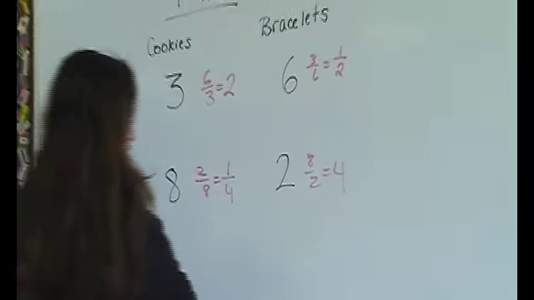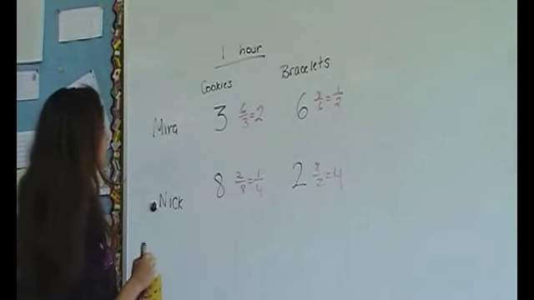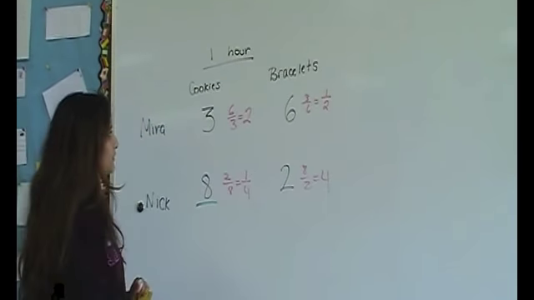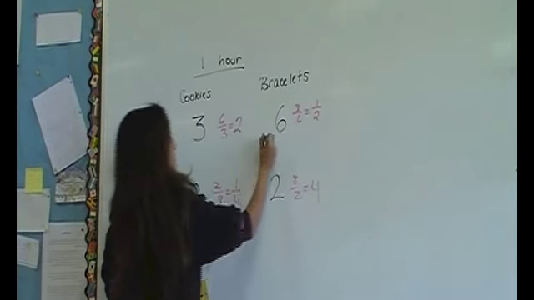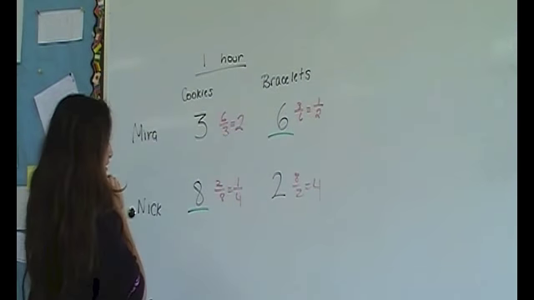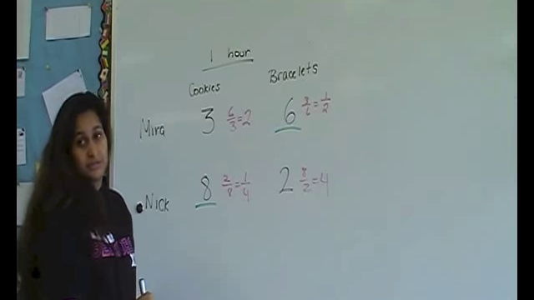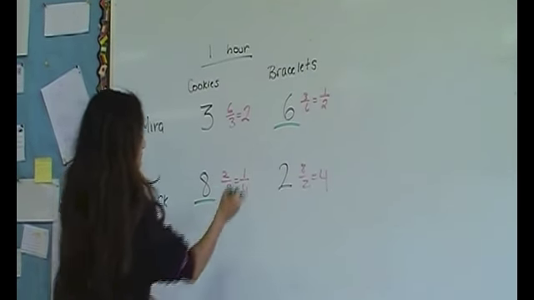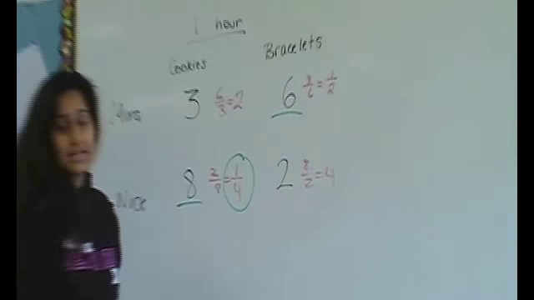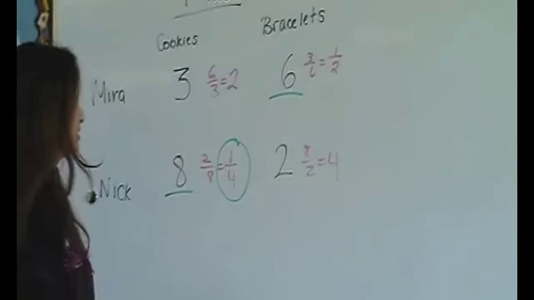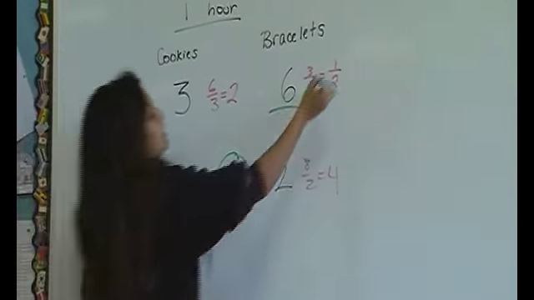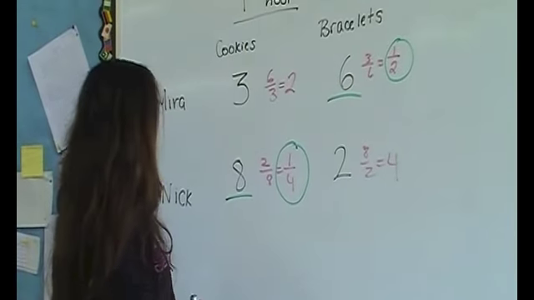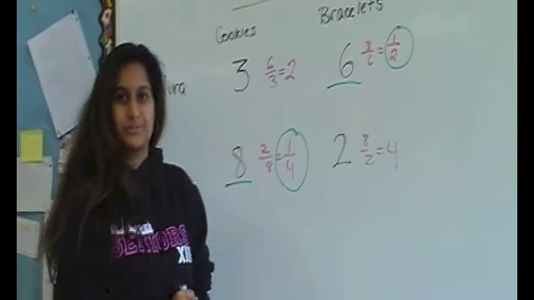So when we started, for absolute advantage, for cookies, Nick won. But for absolute advantage in bracelets, Mira won. Now that we found comparative advantage, we can find out who has a comparative advantage in each. So for cookies, since Nick has a lower number, he has a comparative advantage, which means he has the lowest opportunity cost, so he should make cookies. And for bracelets, Mira has the lowest opportunity cost. So if they were to decide what to do, Nick should make cookies and Mira should make friendship bracelets.